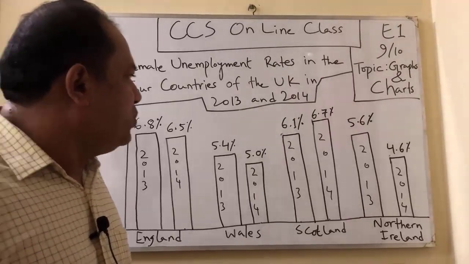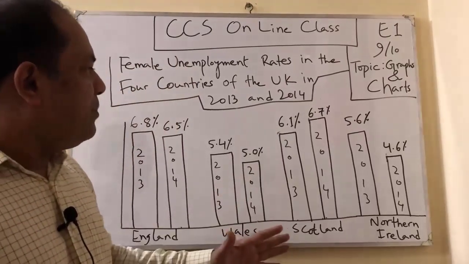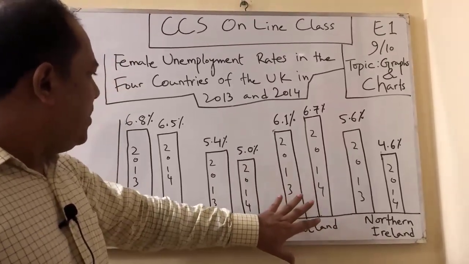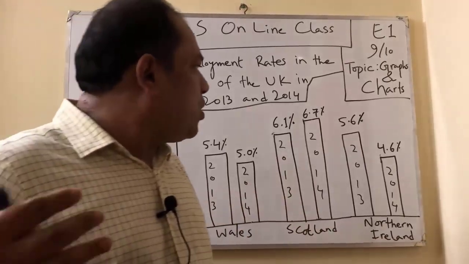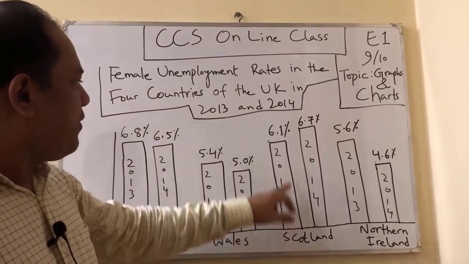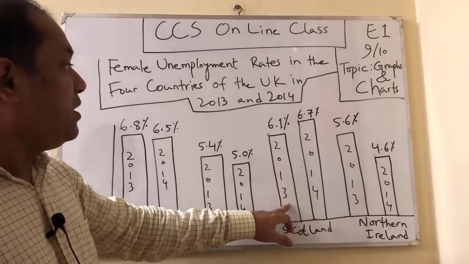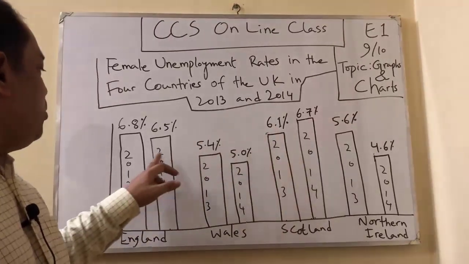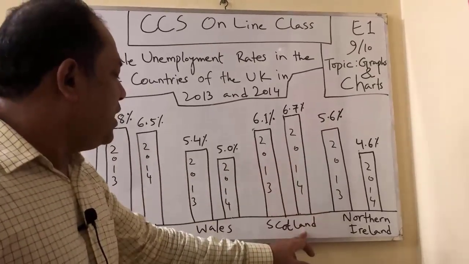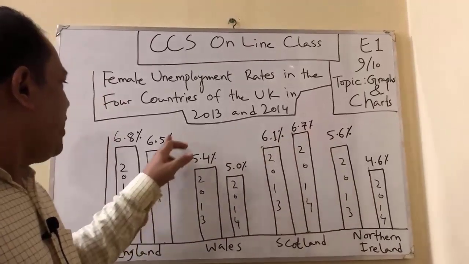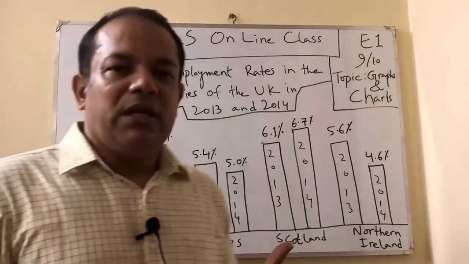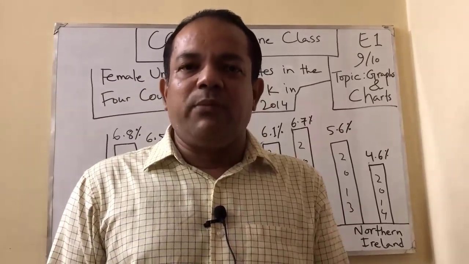So now in body paragraph 2, what can we write? For example, if we go for another comparison in our body paragraph 2, then we can write about Scotland and England. In 2013 the rate was 6.1% in Scotland and 6.8% in England, and in 2014 the rate was 6.7% in England and 6.5% in Scotland. In this way, you can develop your ideas.